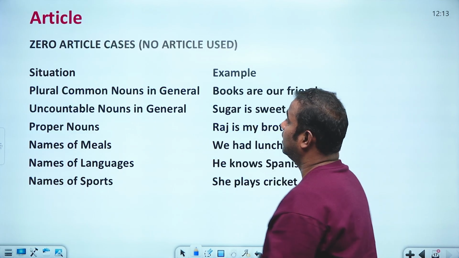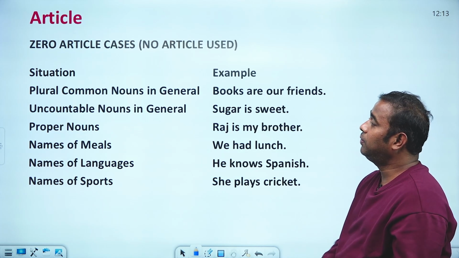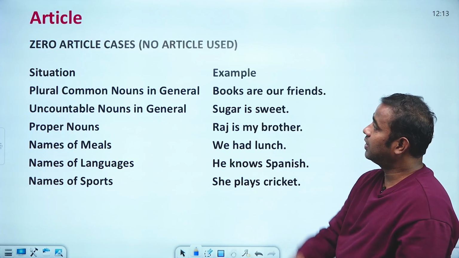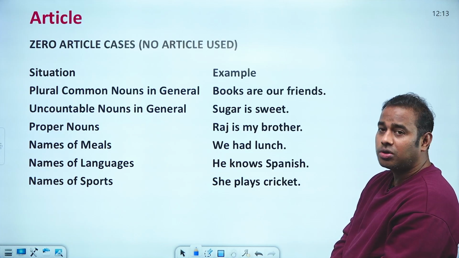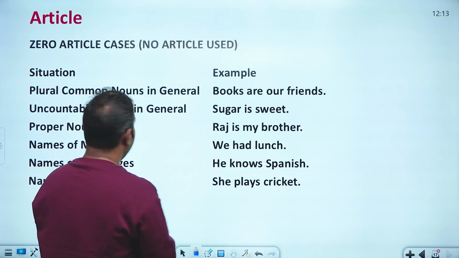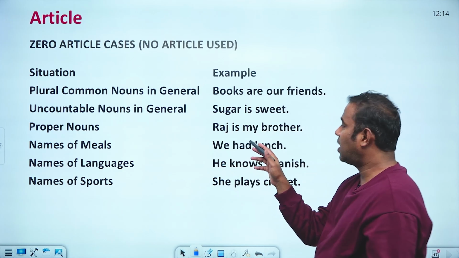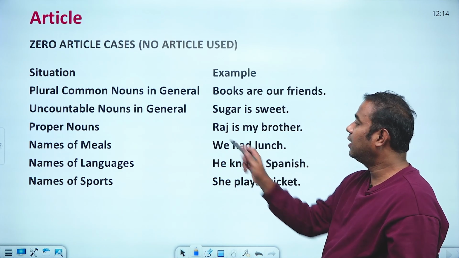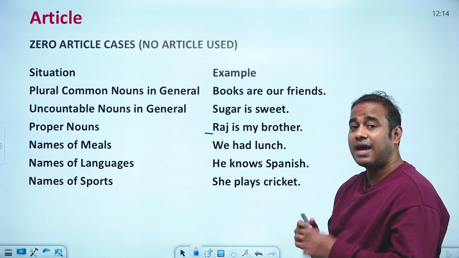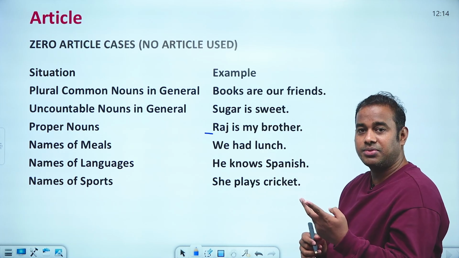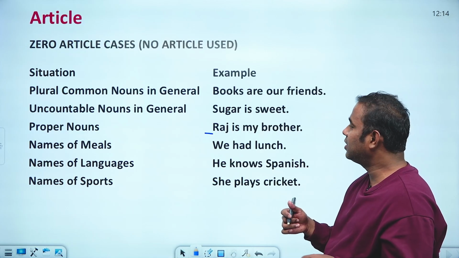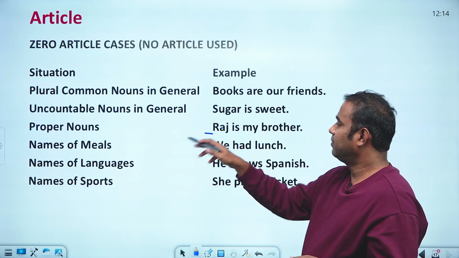And the last one, some situations where plural common nouns in general, like books are our friends, there we will not use the. So we don't use articles. Then uncountable nouns in general, there also we don't use articles. So sugar is sweet. There is no need to say the sugar is sweet. Then proper nouns, like Raj is my brother. I have only one Raj as my brother, so no need to say the Raj. If I have two Rajs, and both brothers' names are Raj, then it is a questionable situation, but that time is different.